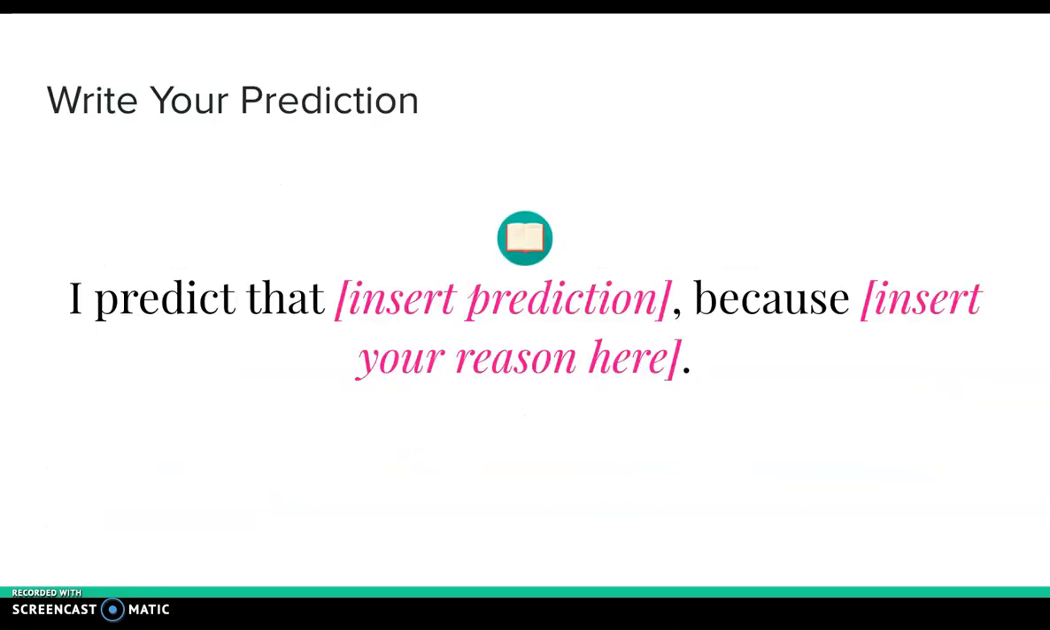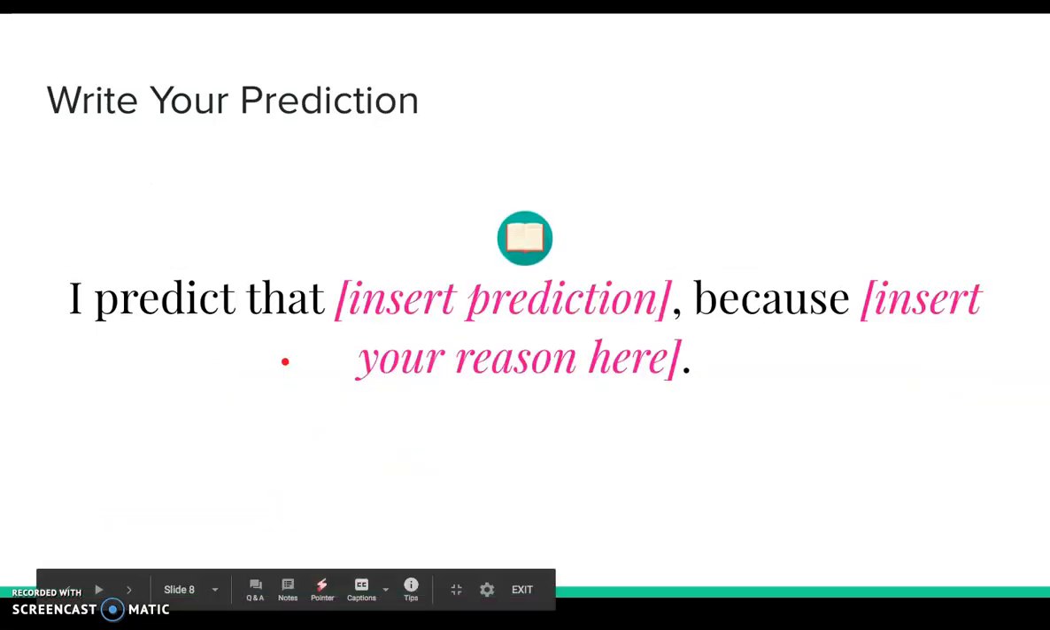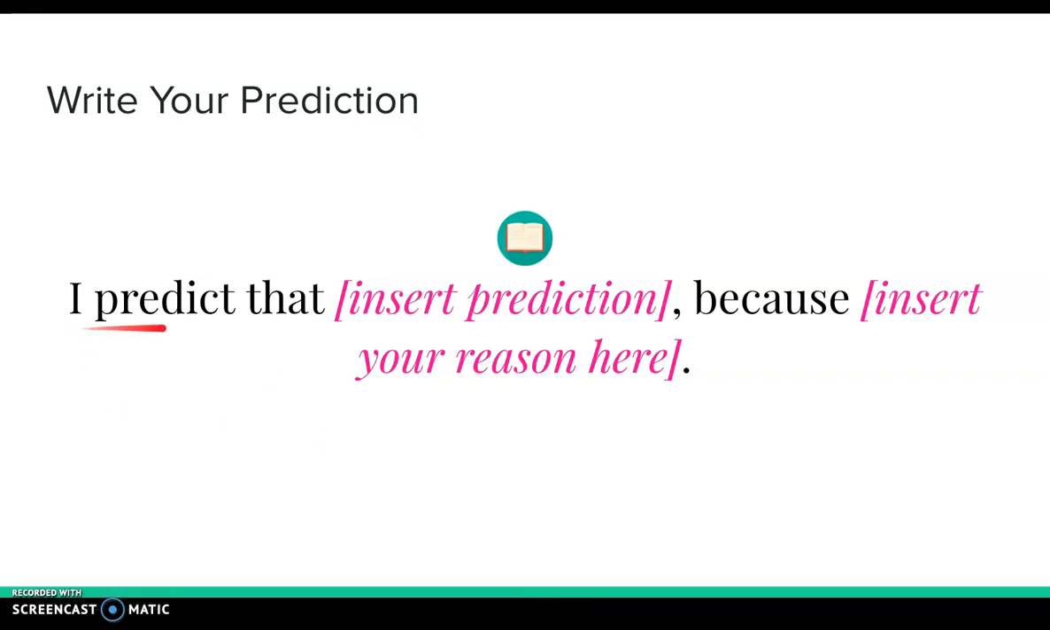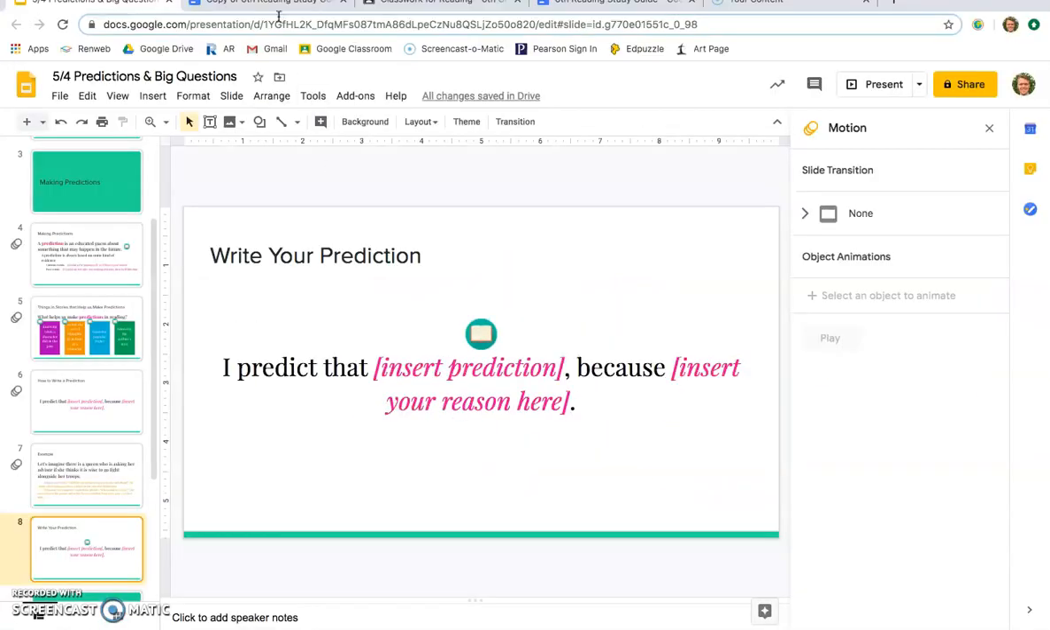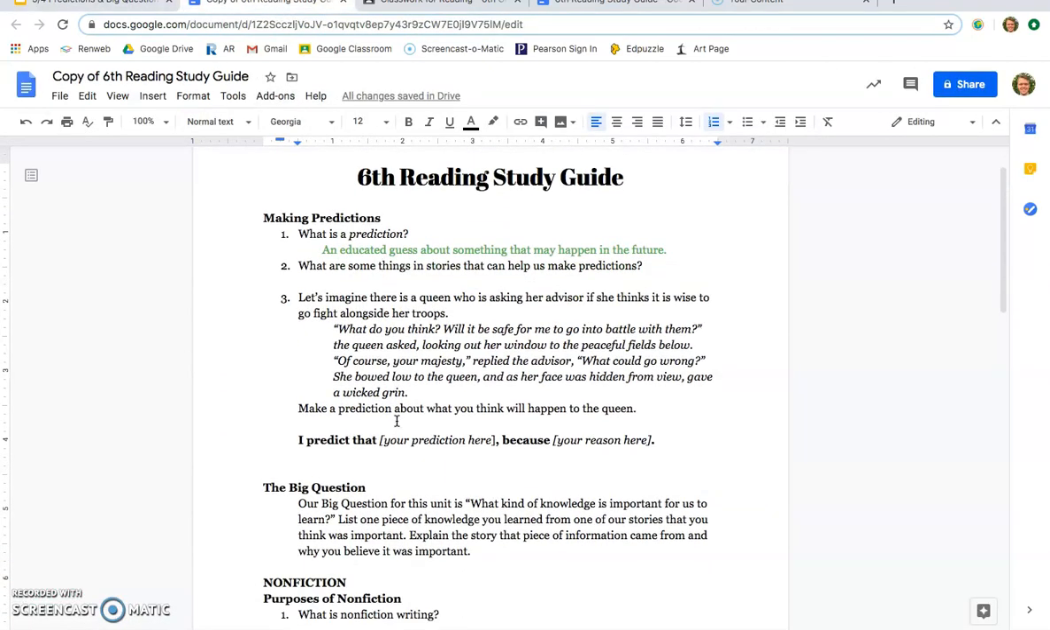So I'd like you to write your prediction about what you think will happen for number 3, I believe, in our study guide. And remember, write it like this. I predict that, insert your prediction, because insert your reason. And let me just show you. You can go down to number 3, and here I have it written out for you. So you can highlight this, press delete or backspace, and go ahead and write in your prediction. So I predict that the advisor will lay a trap. Okay, and then I'll do the same thing for this section over here, except I'll write my reasoning. Okay, so go ahead and do that.